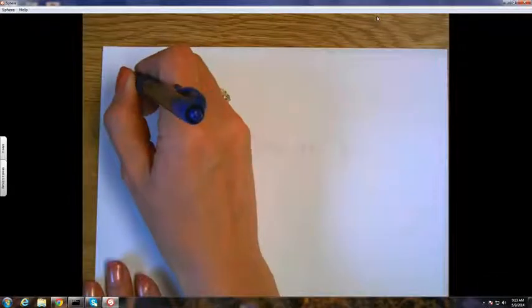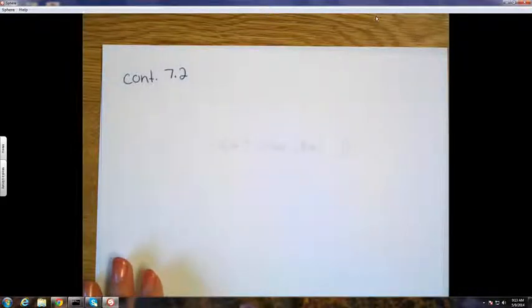This won't take very long because we got most of it done yesterday. This is just a continuation of yesterday in 7-2, so you don't need to label it as a new section. We're just continuing 7-2.